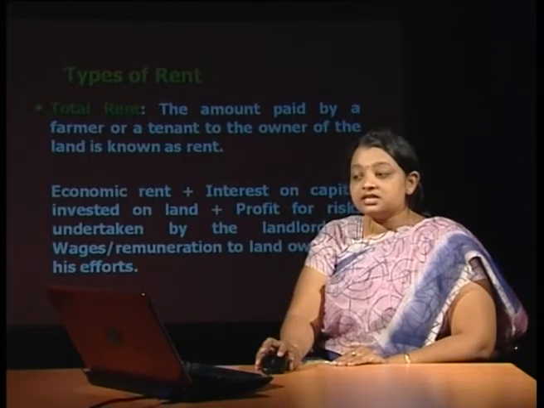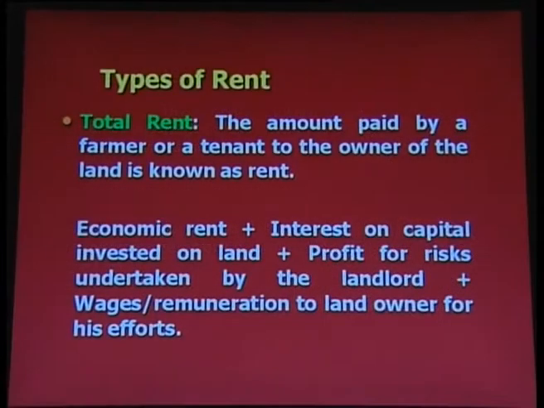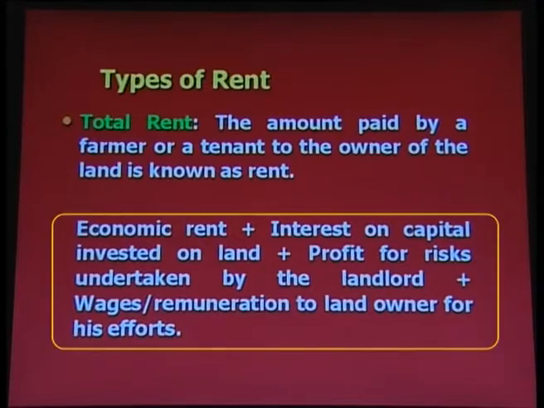Total rent is the amount paid by a farmer or a tenant to the owner of the land. We can obtain total rent by adding interest on capital invested on land, profit for risk undertaken by the landlord, and wages or remuneration to the landowner for his efforts, and economic rent. By adding up all these types of income, we can obtain total rent.